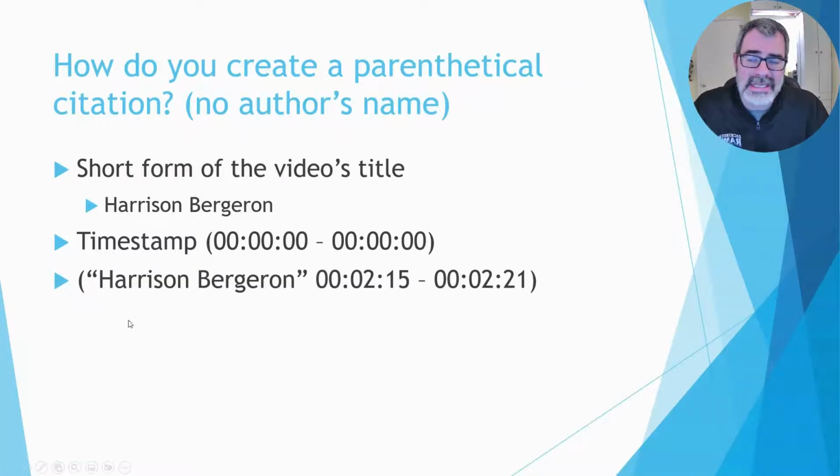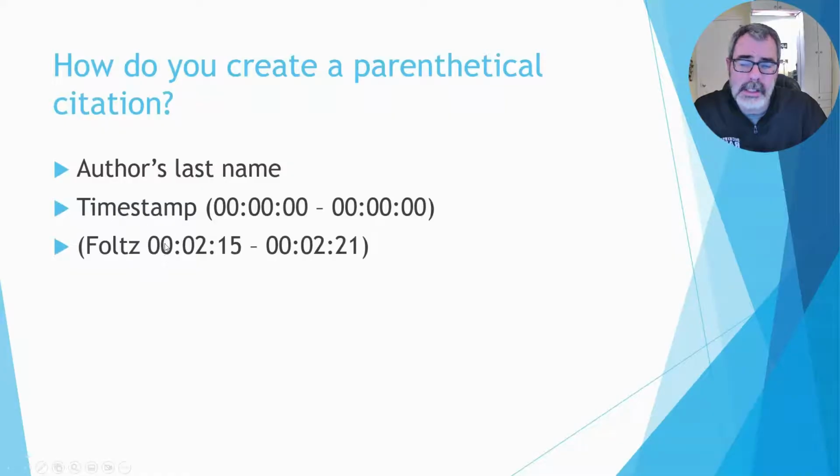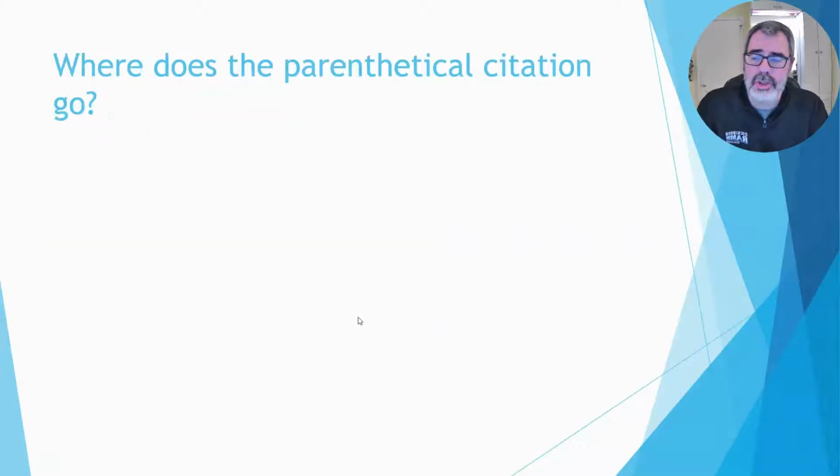Notice that Harrison Bergeron is in quotation marks. This helps to differentiate between the author or a title being used for this citation. Notice also there is no punctuation between the title and the timestamp, except for the quotation marks. Same thing over here if you use Foltz. There is no punctuation between Foltz and the timestamp. So when you're using an author's name or if you're using the title, you shouldn't have any punctuation except for quotation marks around the title. And that's the way it should look.